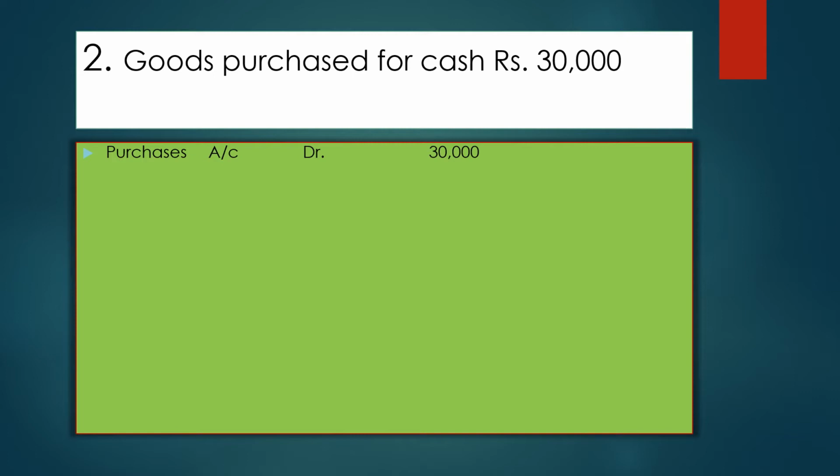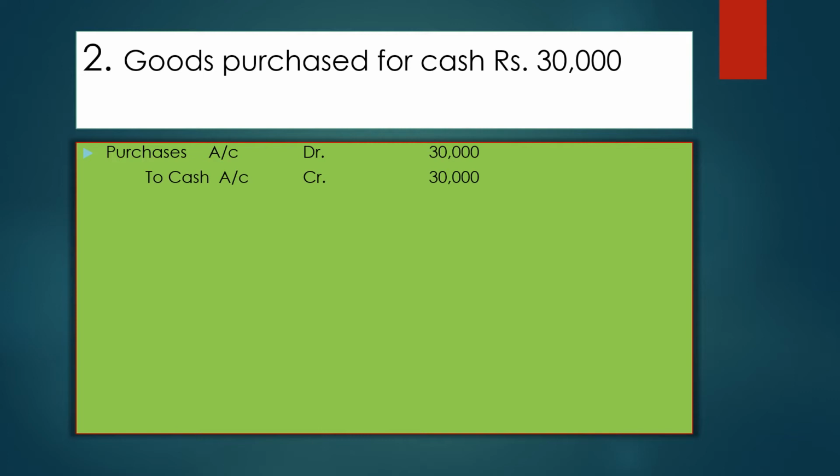Before that, we are going to see what we have credited now. See, to cash account we have credited. So with this, we have completed our journal entry. Purchases account debit to cash account credit. And the amount is 30,000 and 30,000. Is it clear? Yes. Next, purchases account debit.